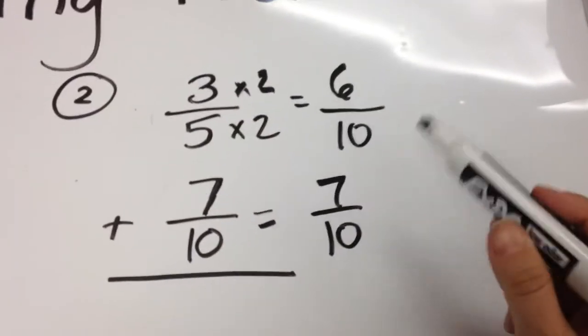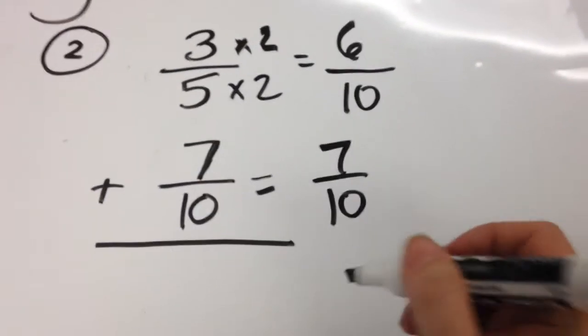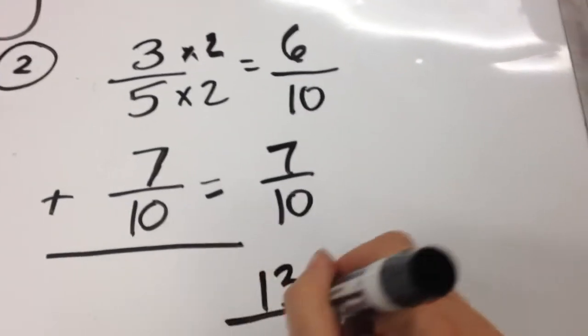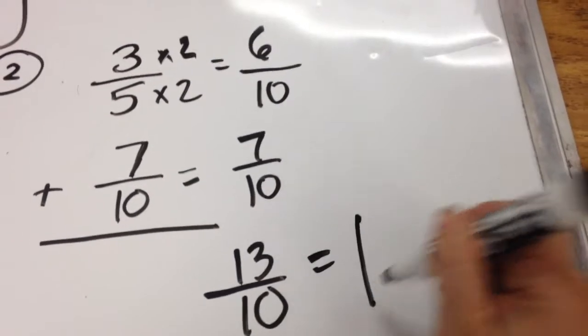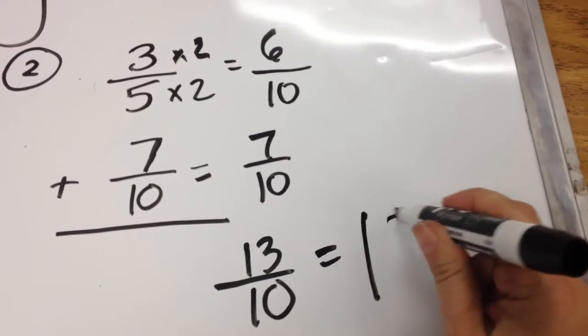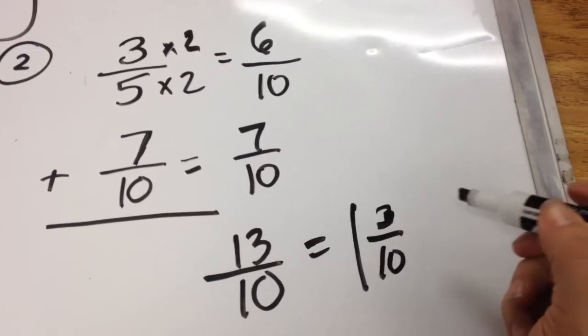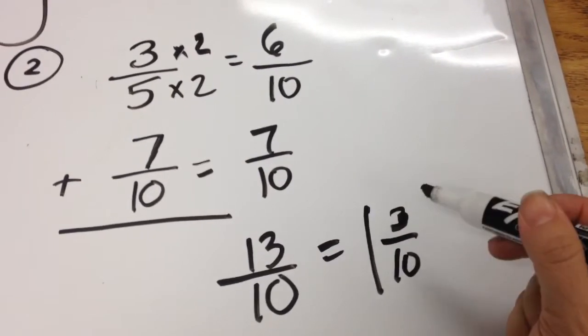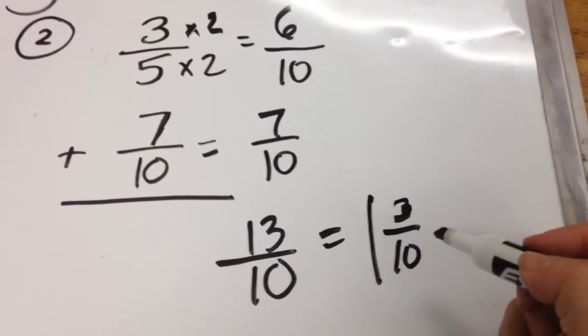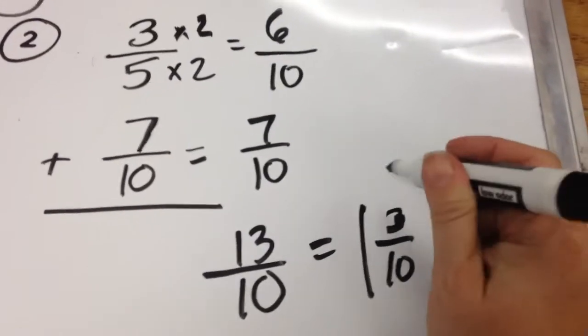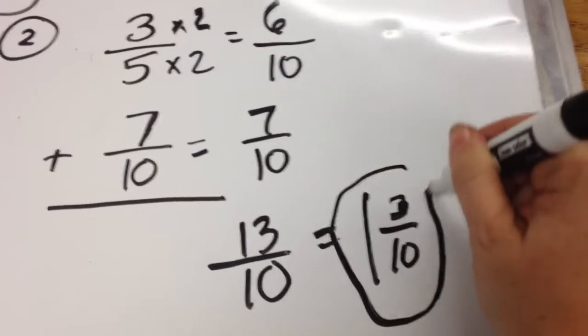And now I have 6/10 plus 7/10, which is 13/10, or in this case, that makes 1 whole and 3/10 left over. I have to then look at my fraction and see if the fraction part is in simplest form. In this case, 3/10 cannot be simplified, so that is in simplest form. So the answer is 1 3/10.